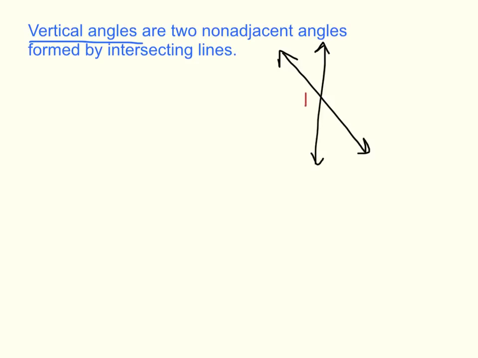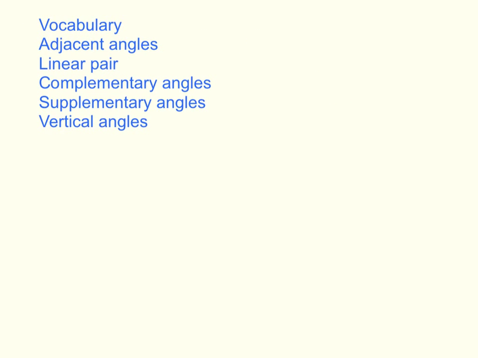And I'm going to name them 1, 2, 3, and 4. In this case, angle 2 and angle 4 are vertical, and angle 1 and angle 3 are vertical. What's the other thing you probably already know about vertical angles? They're congruent. So angle 2 and angle 4 are congruent, angle 1 and angle 3 are congruent. We have two angles that are across from each other, but they're non-adjacent. Today's vocabulary are the 5 sets of angles you see there.